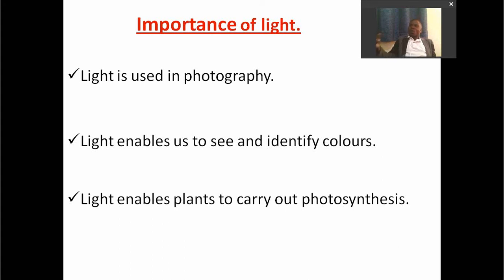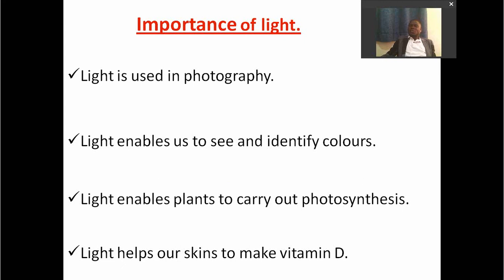So, a question can also be asked. Why can't plants make their own food at night? Plants cannot make their own food at night because at night there is no sun. Altogether, plants cannot make their own food at night because at night there is no sunlight, because it is sunlight which helps in the formation of starch. Altogether, let's continue.